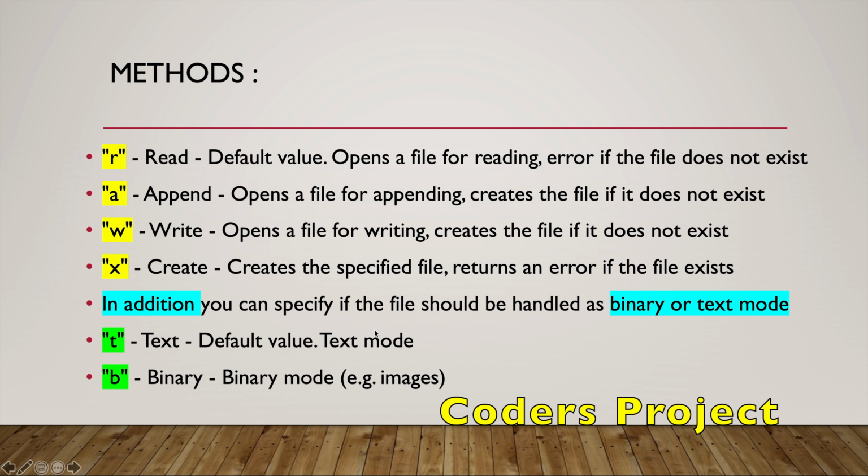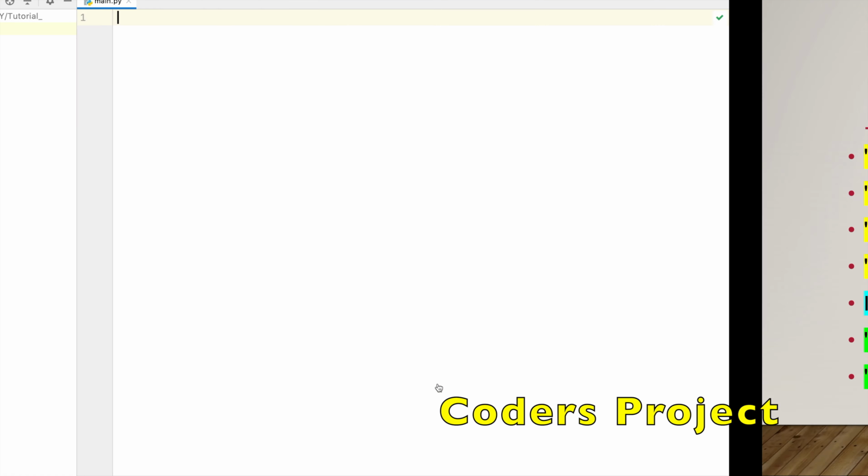In addition, you can also specify if the file should be handled as binary or text mode. So T is for text, the default value, text mode, and then B is for binary mode, that is like example images. I'll be showing you the demo of how you do that.